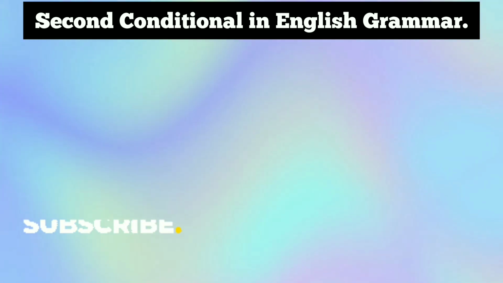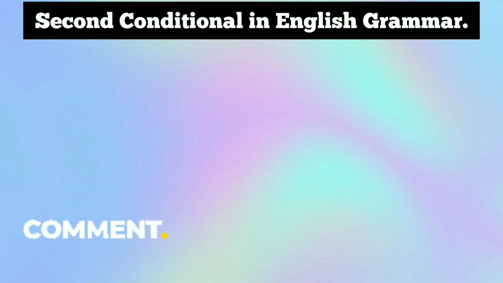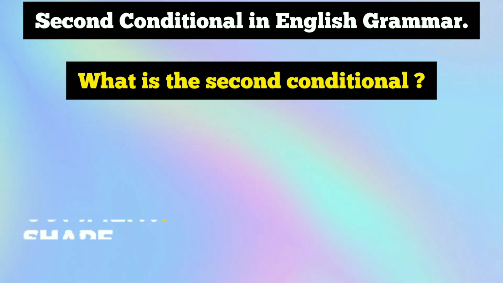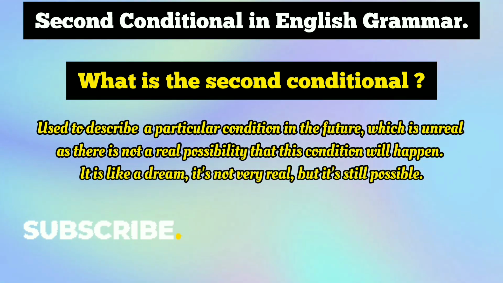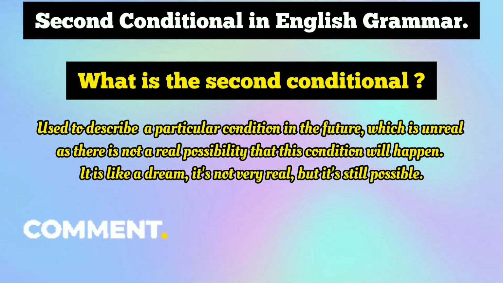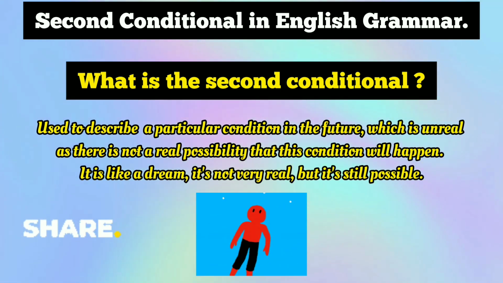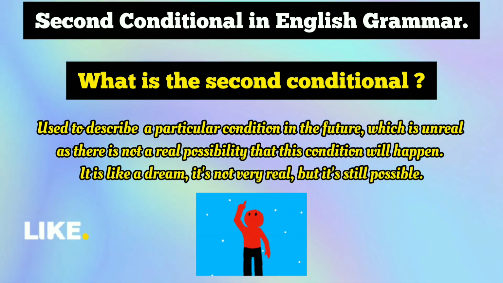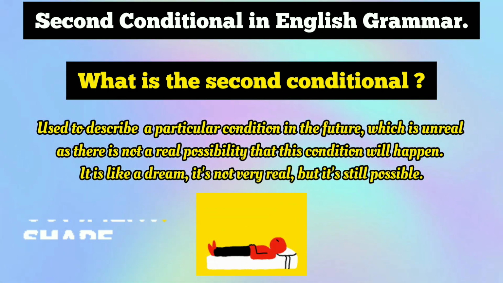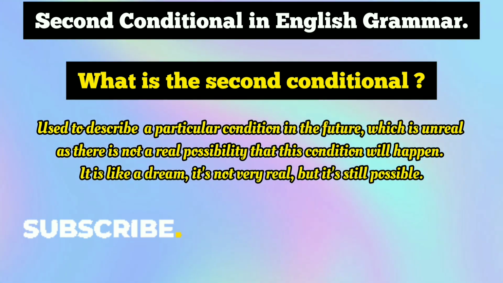So friends, before I go ahead and show you all the important sentences and syntax of second conditional, let me give you a brief idea about second conditional. As you see on your screen, what is the second conditional? Second conditional is used to describe a particular condition in the future which is unreal, as there is not a real possibility that this condition will happen. So it is like a dream. It is not very real, but it is still possible. It seems quite unreal. That is second conditional. It's more like a dream and it's not very real. Obviously there is very little possibility of it.